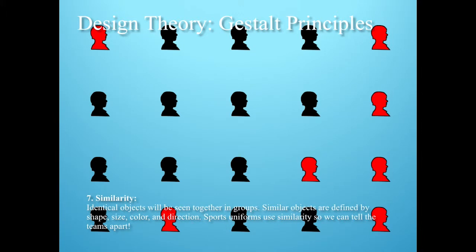Similarity. Identical objects will be seen together in groups. Similar objects are defined by shape, size, color, and direction. Sports uniforms use similarity so we can tell the teams apart. So here you've got the red team and the black team.